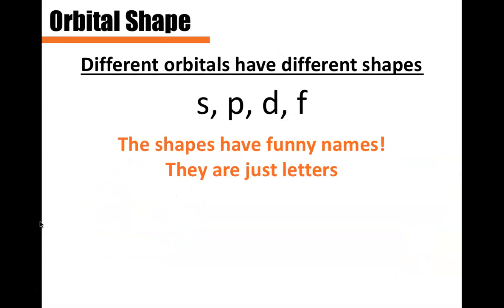So, of our atomic orbitals, remember, orbitals are also called sublevels. Your energy level is your big ring we just saw. Your sublevels exist within the ring. We have s, p, d, f. Yes, they're literally called SPDF. The shapes have these funny names, but again, they're just letters. And these letters correspond to the different orbitals.